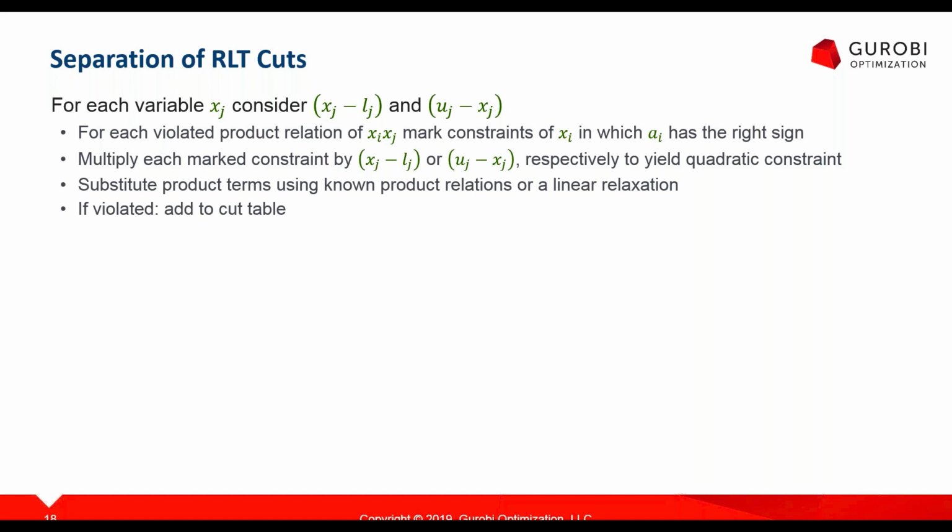We have collected all the constraints that we want to multiply with xj, and now we multiply each of these constraints by xj minus lj or by uj minus xj. And this yields a quadratic constraint, as we have seen before. And then we just do the usual thing that we have already seen for the general RLT cut framework. Namely, we have to substitute these product terms, xi xj, using our known product relation or a linear relaxation. And this is the important step that I will show you on the next slide.